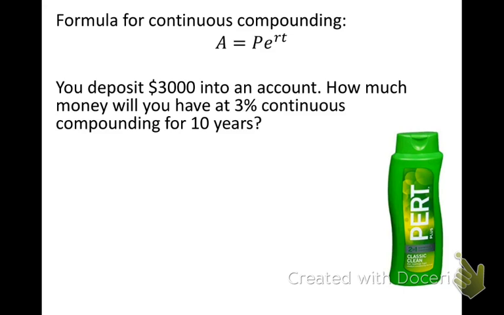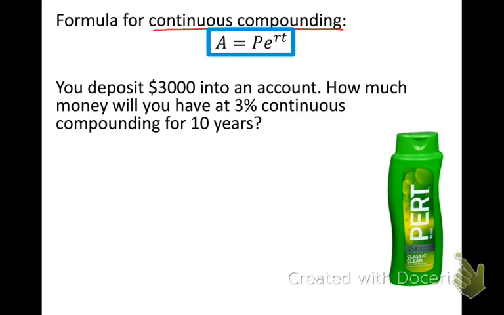Now, in addition to our application problem where we had interest that was compounded monthly, quarterly, annually, semi-annually, we have what's called continuous compounding. The reason we had to learn about e, or Euler's number, real quick is because the formula for continuous compounding uses it. Anybody ever use Pert shampoo? My dad uses it. That's how I always remember this formula. So the formula for continuous compounding is A equals P e to the rt.